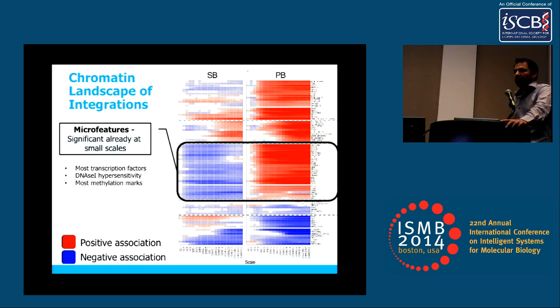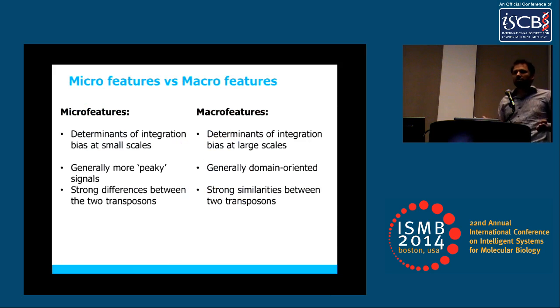The remaining features are mostly micro features that are significant already at small scales, right? And they include actually most of the transcription factors, DNase 1 hypersensitivity, and most of the methylation marks. Now, by making this distinction, the following picture emerges. So these micro features are determinants of integration bias at small scales, and they generally relate to the more peaky signals. And we have these macro features, which are determinants of integration bias at large scales, so they're more domain-oriented features. Right? But what's now really interesting to see is that for these micro features, we see strong differences between the two transposons, whereas for the macro features, most of the stuff is similar.